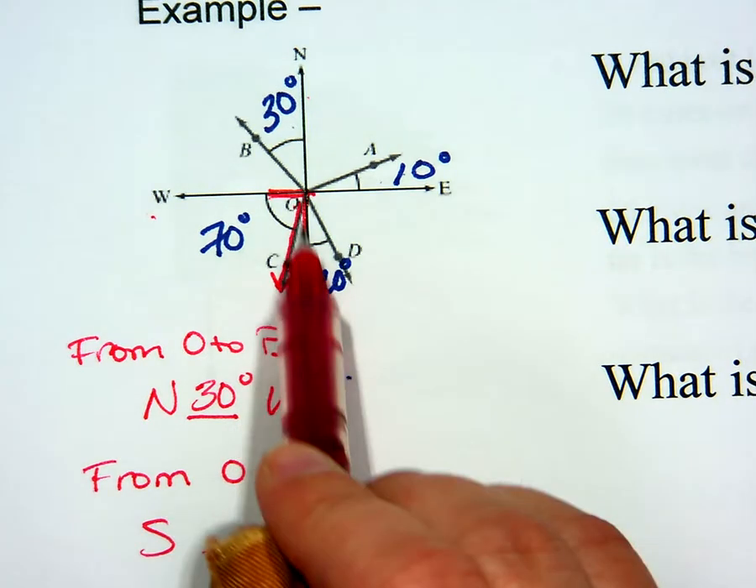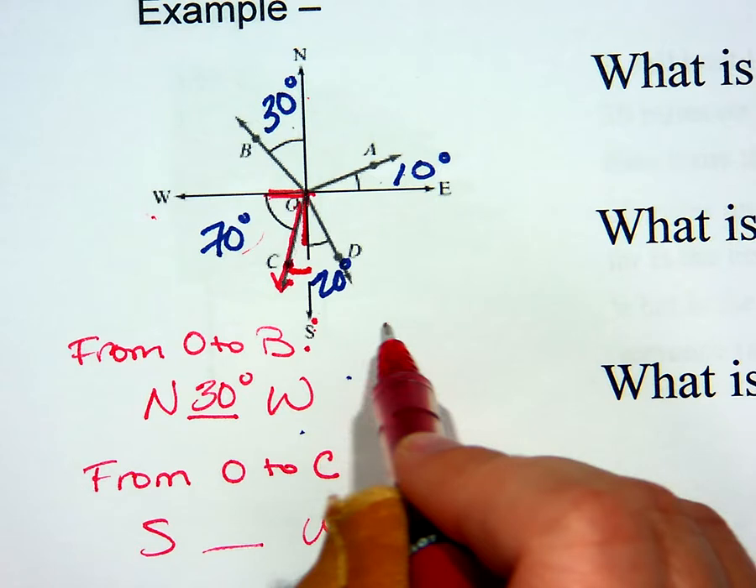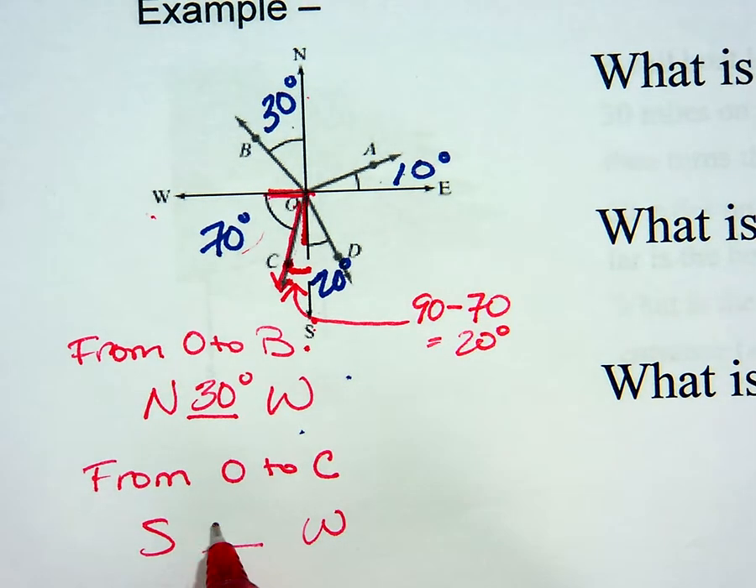Now, a right angle is 90 degrees. And if I know that this piece is 70, couldn't I figure out this small piece by simply subtracting? Absolutely. So let's take 90 and subtract 70. That will tell me that that little angle there is 20. So from O to C is south 20 degrees west.